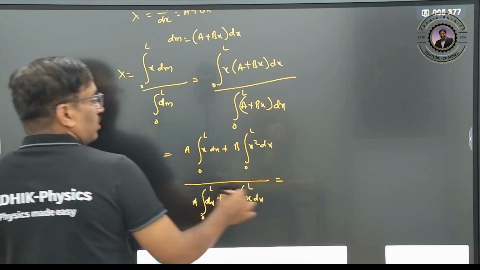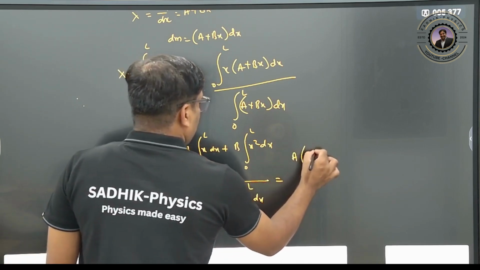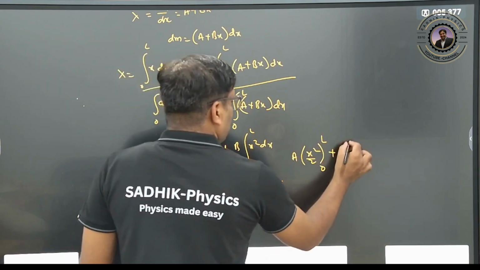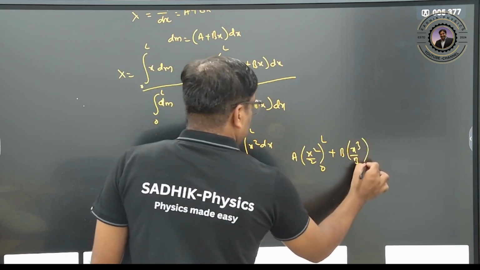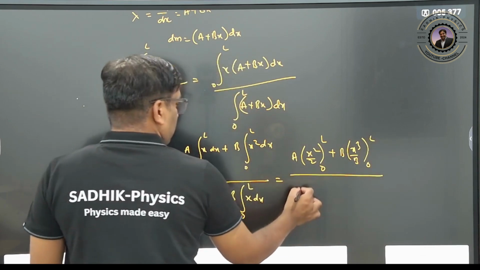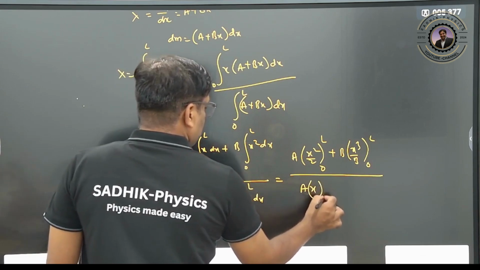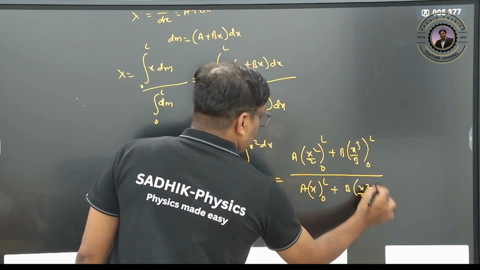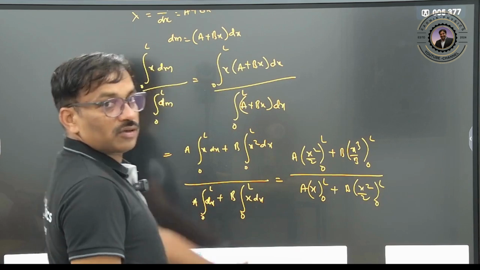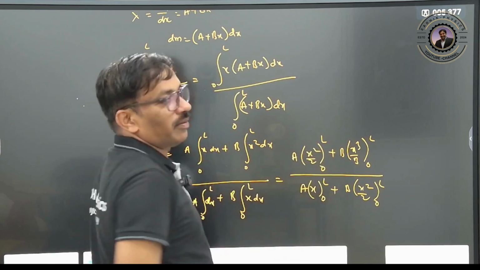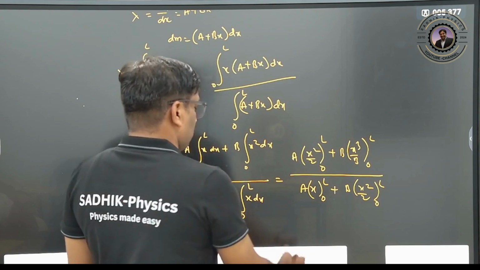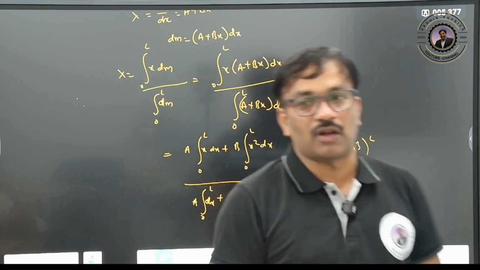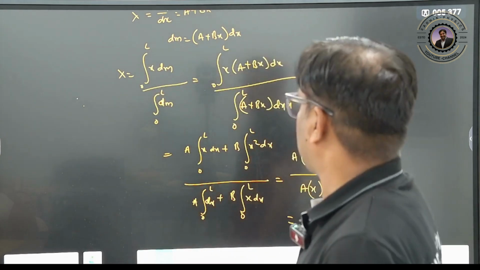Clear? So you can rewrite it as a into x square by 2, 0 to L, plus b into x cube by 3, 0 to L, divided by a into x, 0 to L, plus b into x square by 2, 0 to L. Use the upper limit and lower limit, then simplify. You can solve it further and get your answer very easily.